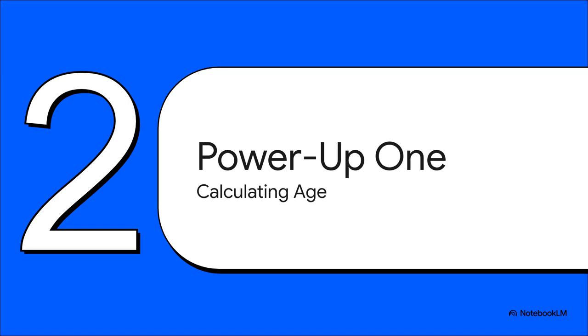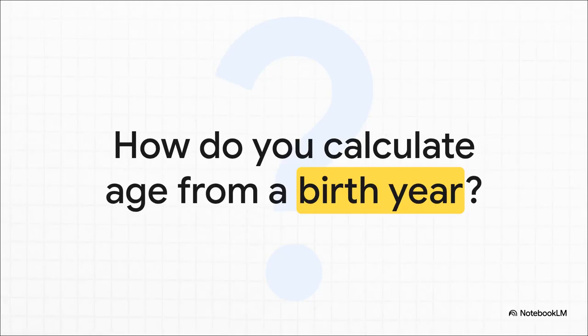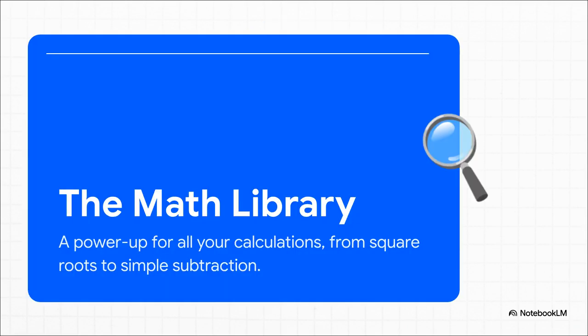All right, it's time to find our first power-up. Let's tackle that very first task on our list, figuring out a user's age. So a user types in their birth year. How do we turn that into their actual age? I mean, it sounds simple, but our system has to do it automatically, accurately, for maybe thousands of people. And for this, we grab our first power-up, the math library. This thing is a standard tool in pretty much every programming language out there. It's packed with functions for all kinds of calculations, from super complex equations all the way down to the simple subtraction that we need right now.